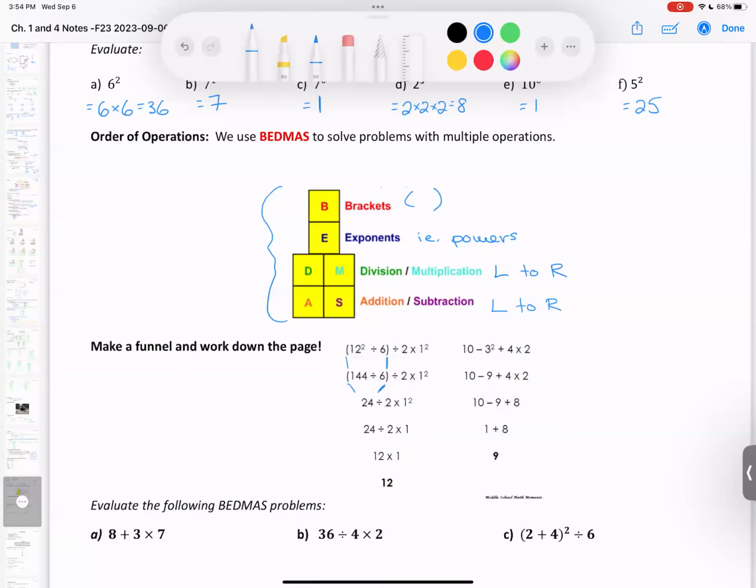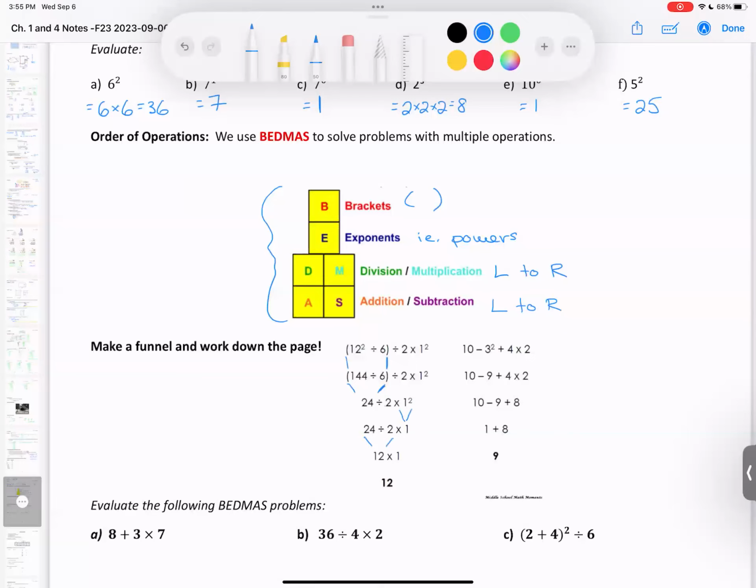Well, we've dealt with our B's, we've dealt with our brackets, but we still have an exponent on that 1. So the next step would be to deal with that exponent. Here, that's going to become a 1 because 1 squared is 1. Now we've got division and multiplication. And so we could do that left to right. So here they've done the division first, 24 divided by 2, that gives us 12. And then we're going to multiply by the 1 to get to 12.